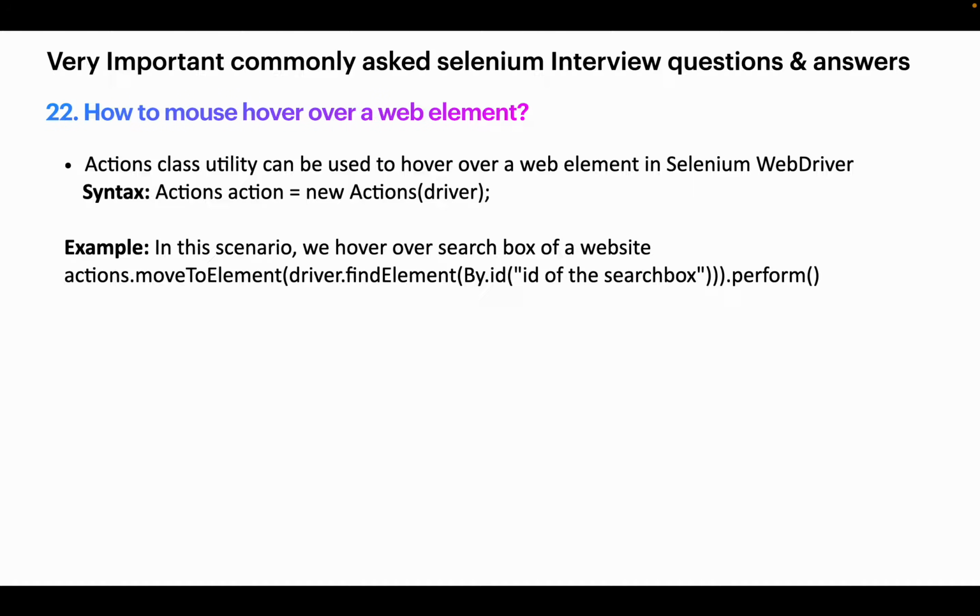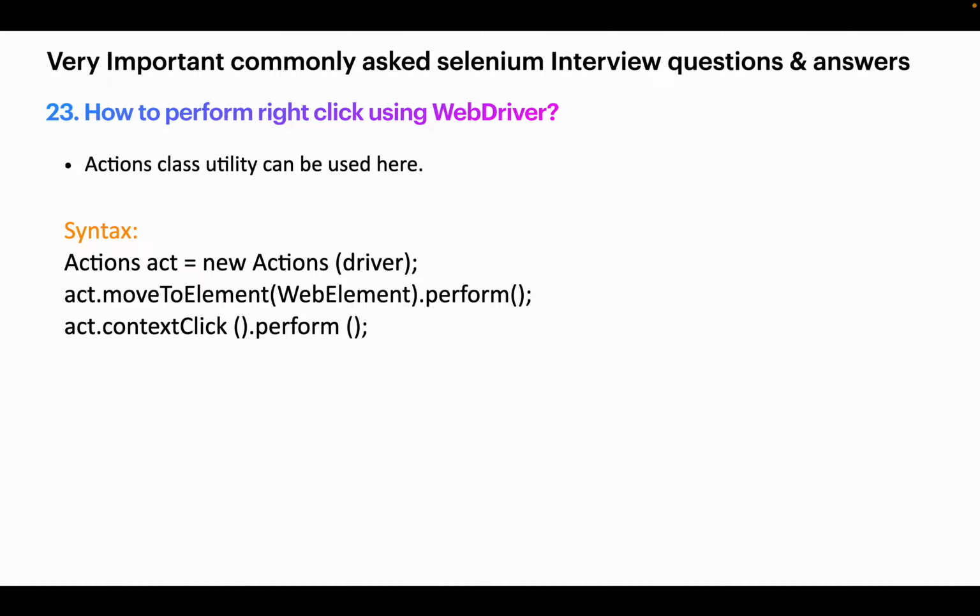How do you mouse over a web element? For hovering the mouse we can use the actions class. Suppose consider a scenario where you have to hover the mouse over a link or button and validate the text. You have to use the actions class utility and automate that web element. So the answer for this is, using the actions class we can hover the mouse over a web element and validate that particular test case. How to perform right click using WebDriver? This is also basically mouse actions, and mouse and keyboard actions can be performed using the actions class. For this also we can use the actions class.